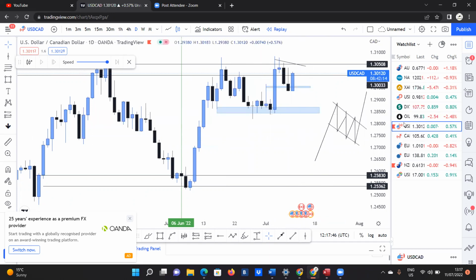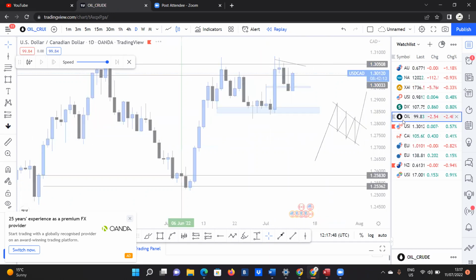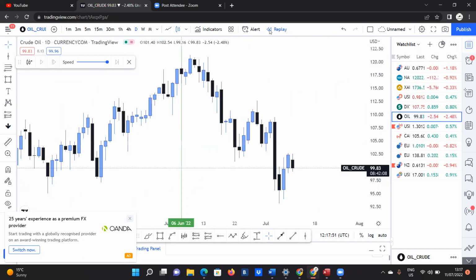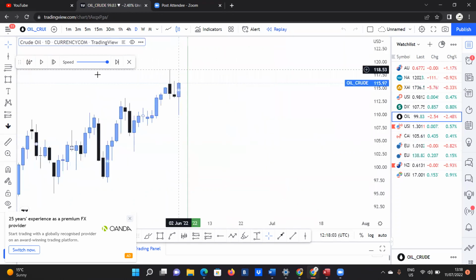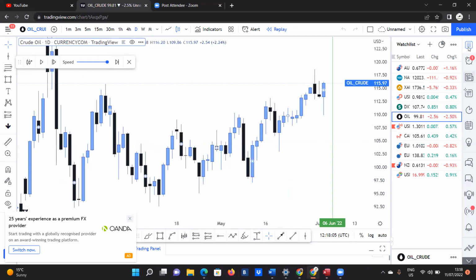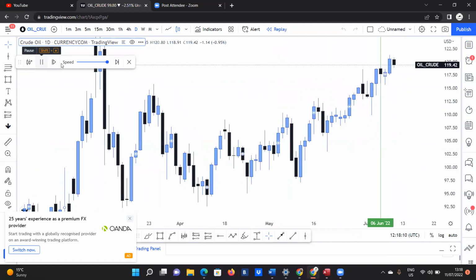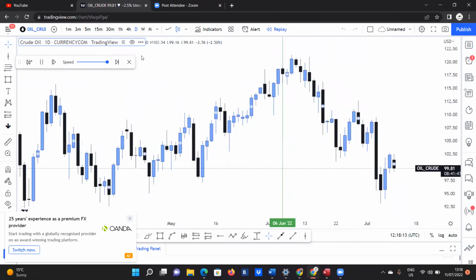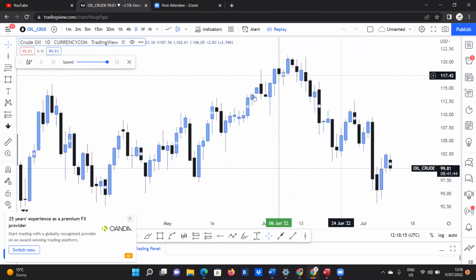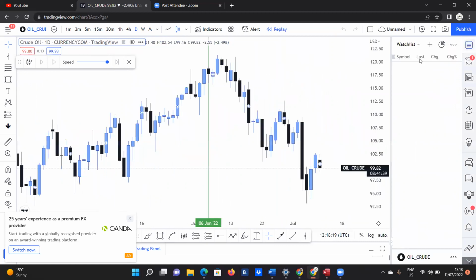Now let me go to this and make a chart replay. Let me start here. Let me play it and look how it goes. Look at it. This is where price turned from bullish to bearish. So this was oil.